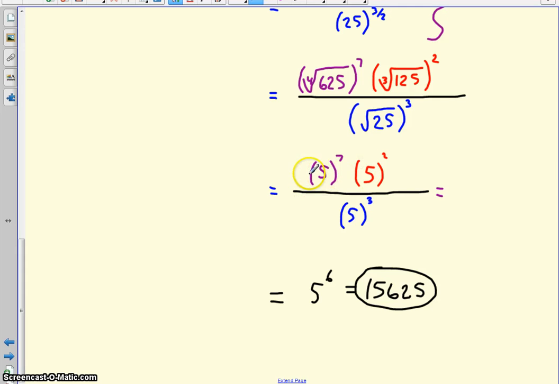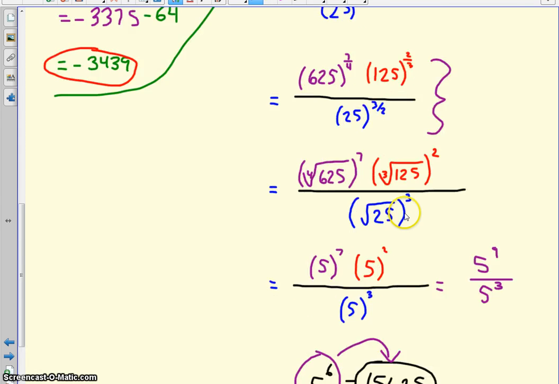So here I'm multiplying two powers of the same base, so I add the exponents, so I get 5 to the exponent 9 over 5 to the exponent 3. And then here I'm dividing two powers of the same base, so I subtract the exponents, so I end up with 5 to the exponent of 6, which is 15,625.